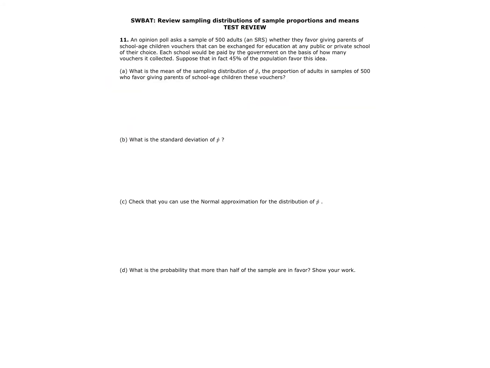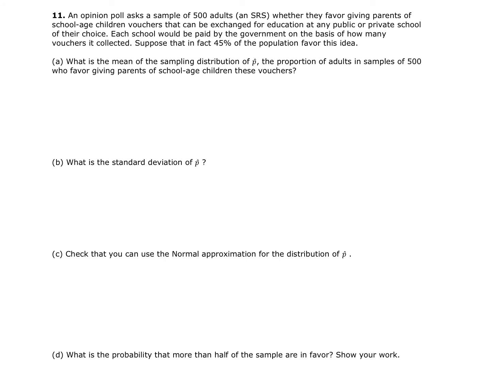All right, so looking at this example, it says an opinion poll asks a sample of 500 adults whether they favor giving parents of the school-age children vouchers that can be exchanged for education in a public or private school. Suppose that in fact 45% of the population favors this idea. It says, what is the mean of the sampling distribution of p hat? The proportion of adults in samples of 500 who favor giving parents of school-age children these vouchers. So we say p hat.